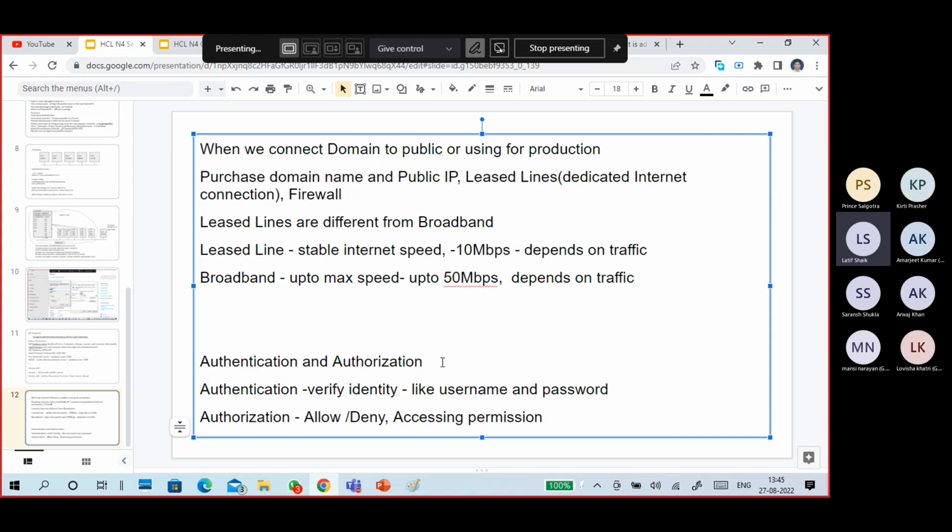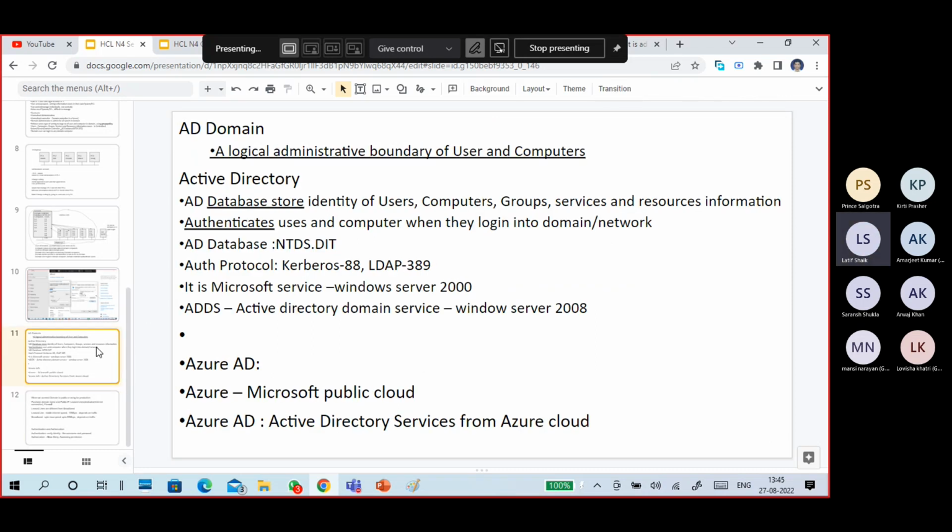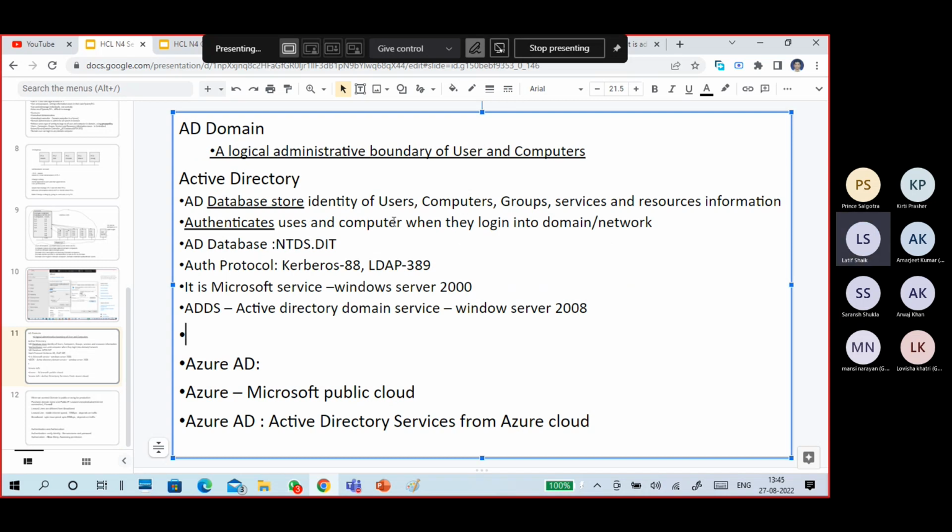Authentication means when you login, or when you go to the office, there is a swiping card. You swipe the card, and it verifies your identity. Or you put a thumb, and it verifies your identity. That is called the authentication process. Then the door opens, the door is unlocked, and you can go inside. That is called authorization. So that is a very tiny difference between authentication and authorization. It authenticates users and computers when they log into the domain. Of course, it will do authorization also.